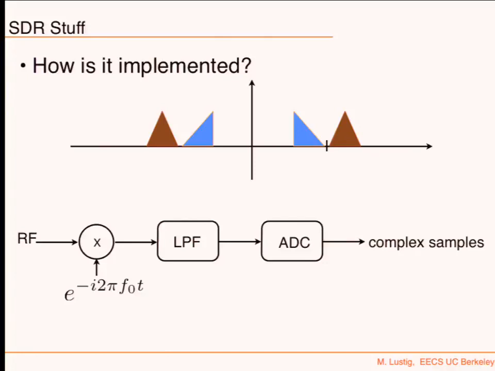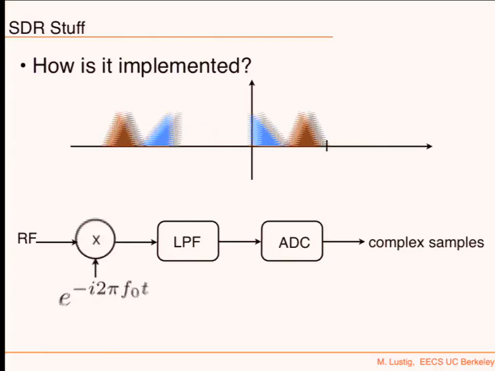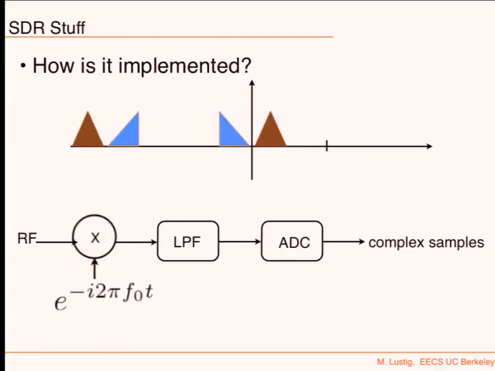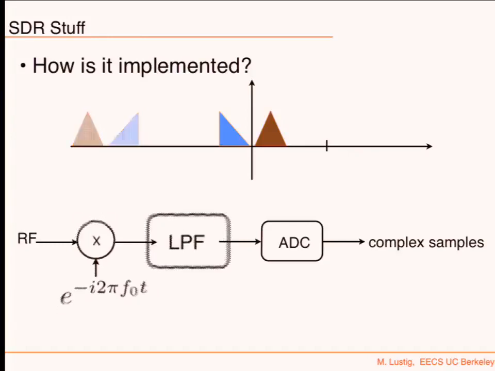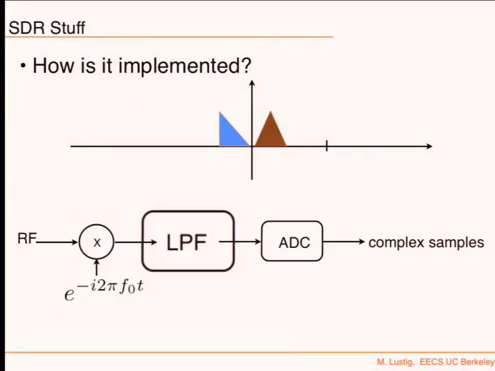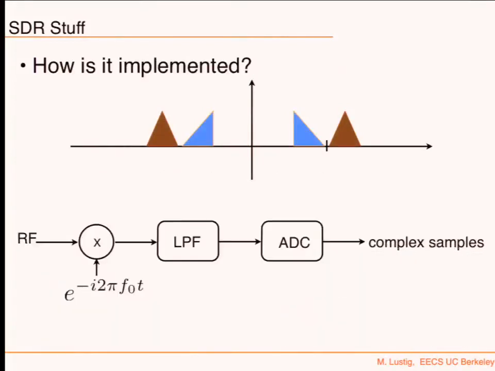There's no such thing. And then you low-pass filter. So that takes this into DC, and then you filter it out. Right? Do I have animations for this? Yeah. You modulate. That shifts the spectrum. Right? And then you low-pass filter. Gets rid of that. And then you just digitize it, right?